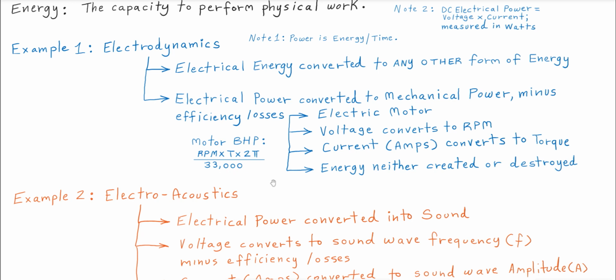So the product of the voltage and the current in a DC circuit for a DC electrical motor will result in the watts electrical power, and in this case delivered into the electric motor. So that splits across the voltage becoming the RPM and the current, how much electricity converting to the electric motor's torque. So the energy has neither been created or destroyed, it just changes in form.